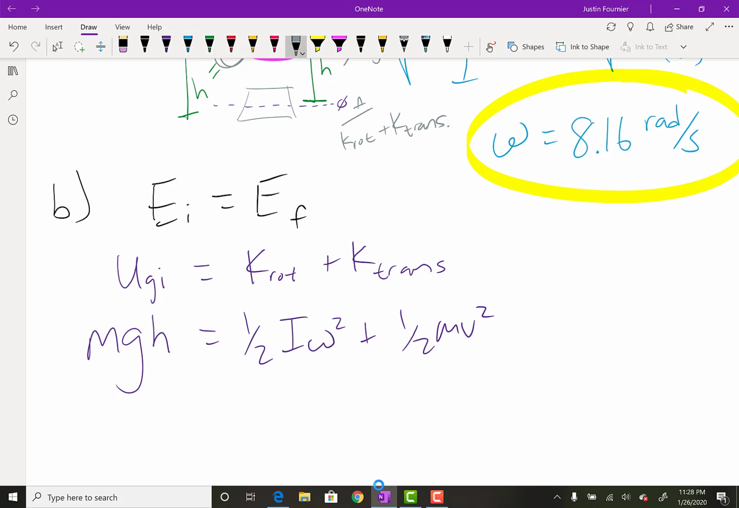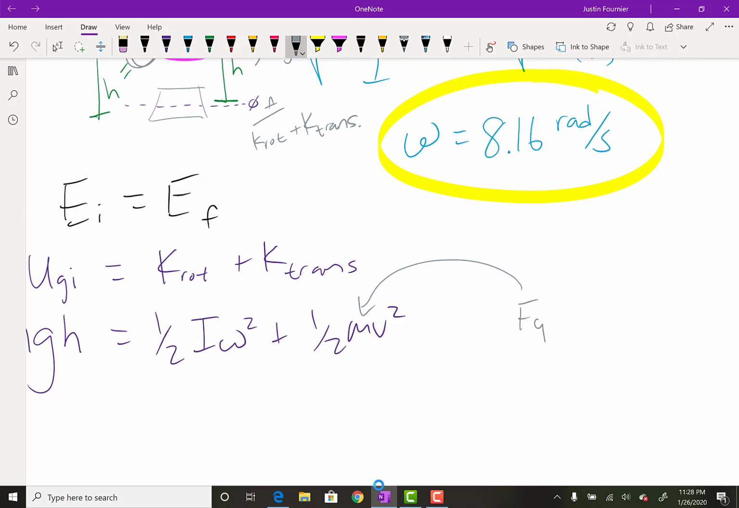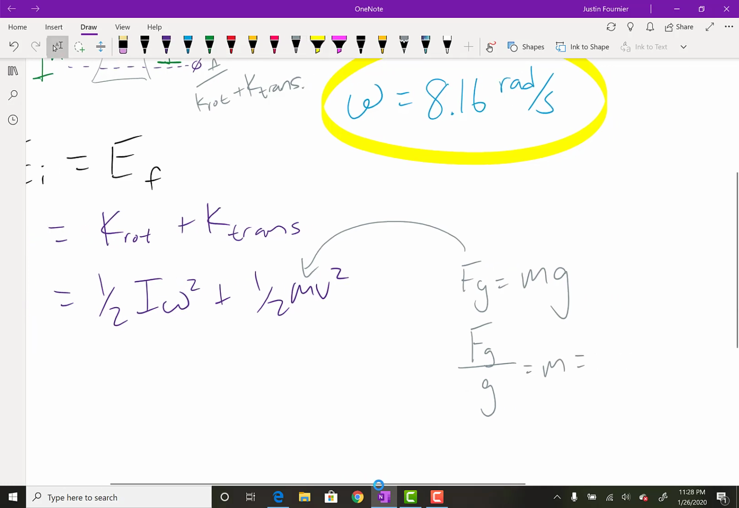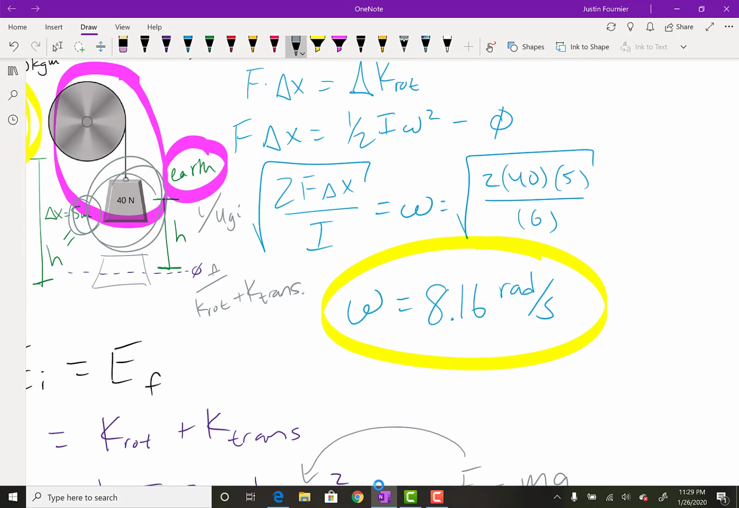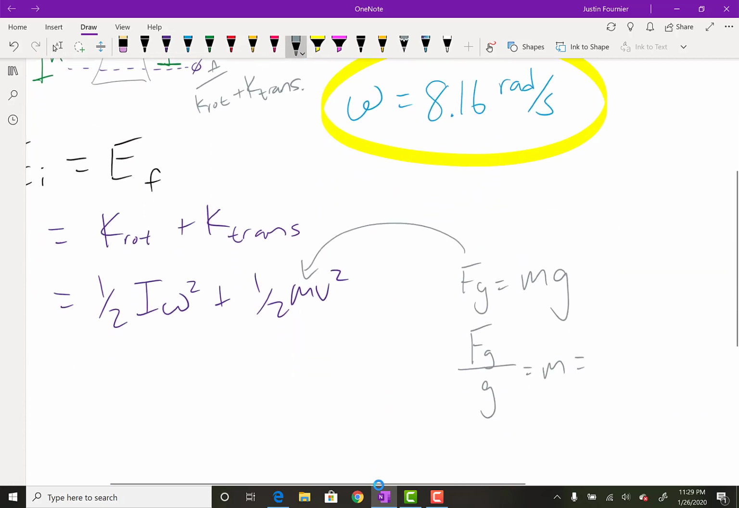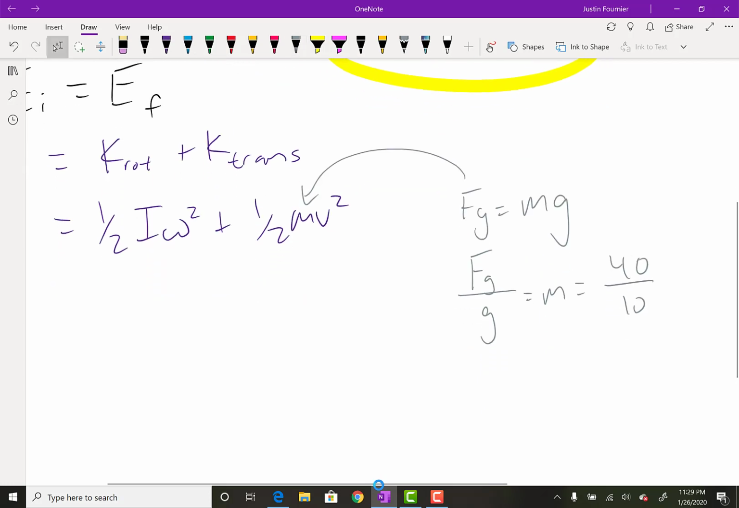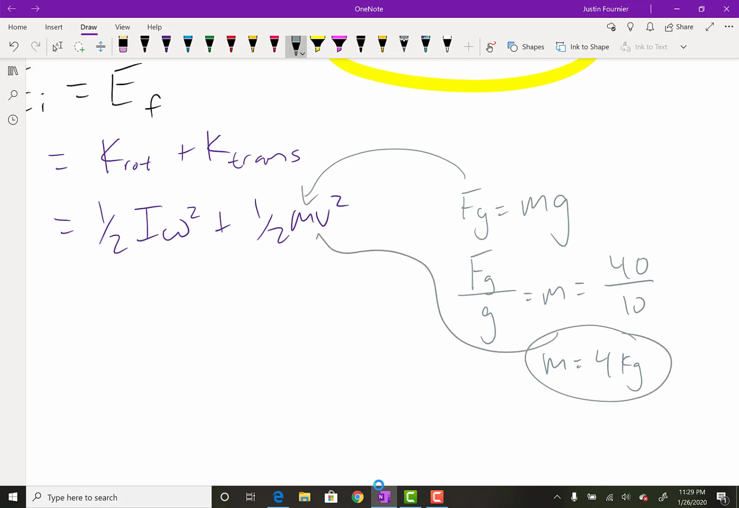Before I go any further, I do need to find out what this mass is. I'm going to use the fact that the gravitational force is the mass times the gravitational field. So divide both sides by little g. That gives me the gravitational force divided by g is equal to my mass. The gravitational force is the weight of the falling mass, 40 newtons, so it's 40 newtons divided by g, which is 10. That gives me a mass of 4 kilograms, and that's going in there.